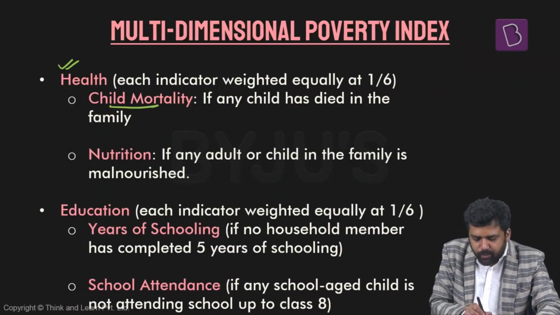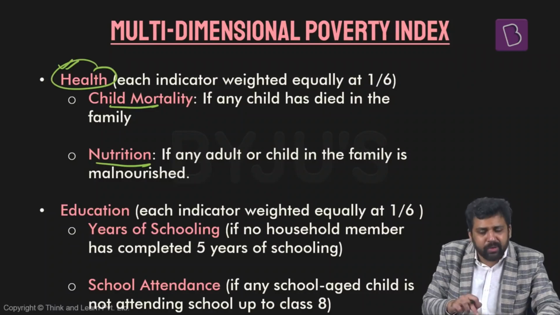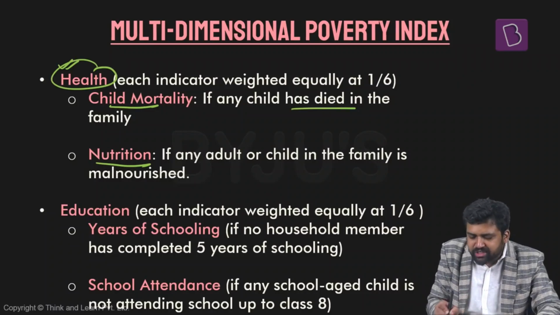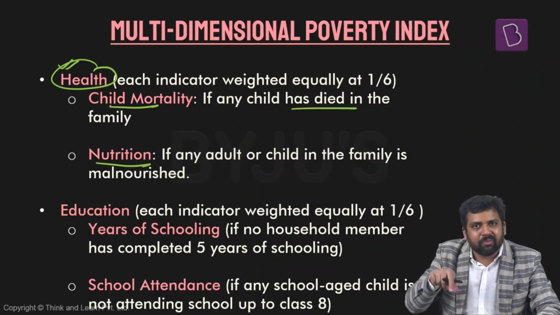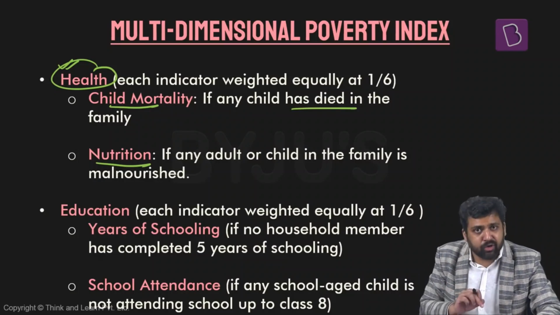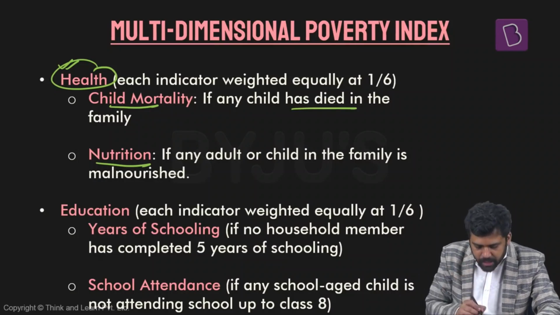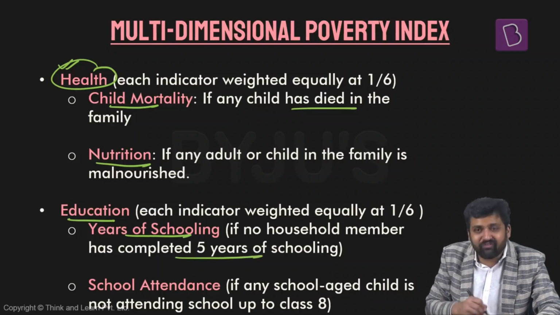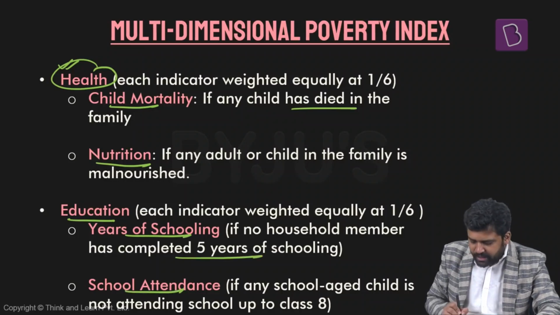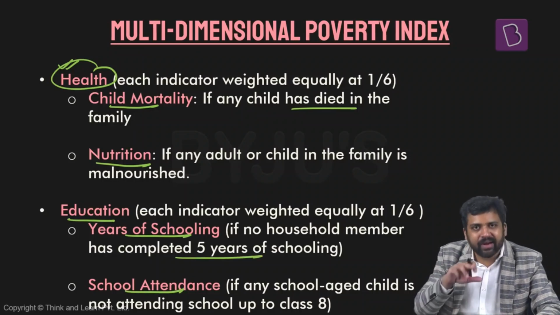Under health, they have two parameters: child mortality and nutrition. The total weight given to health is 1 by 3, so to each of these parameters the weight given is 1 by 6. If any child has died in the family, that family's score will be reduced by 1 by 6. Nutrition: if any adult or child in the family is malnourished, their score will again be reduced by 1 by 6. Education, years of schooling: if no household member has completed 5 years of schooling, their score will again be reduced by 1 by 6. School attendance: if any school age member is not attending school up to class 8, again their score will be reduced by 1 by 6.